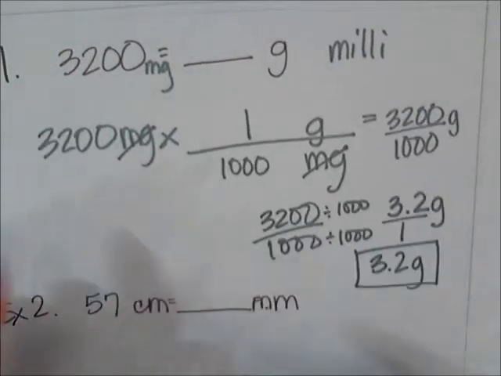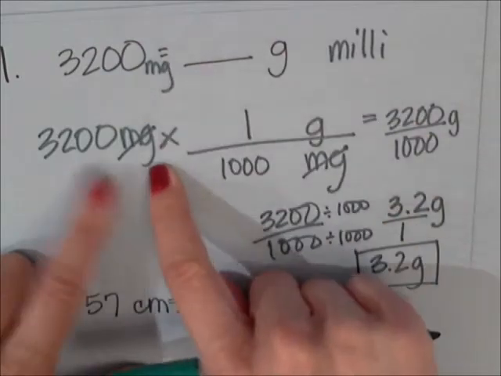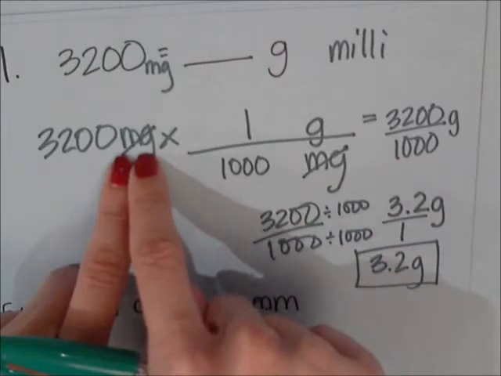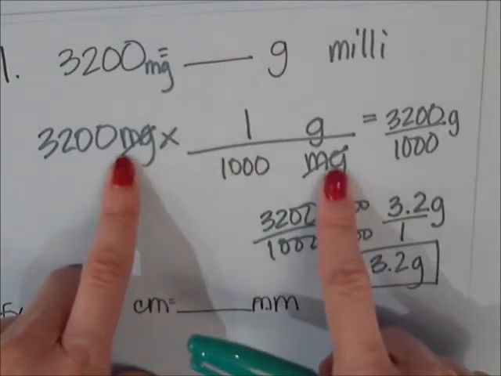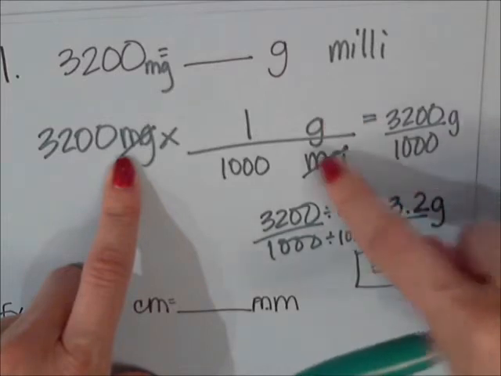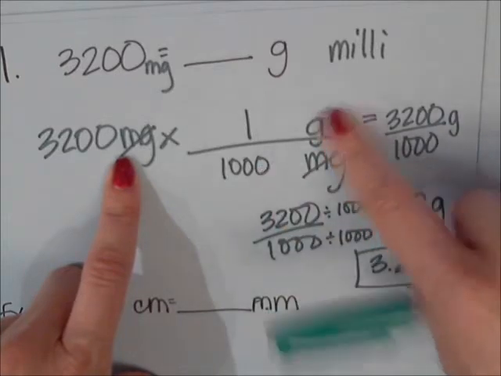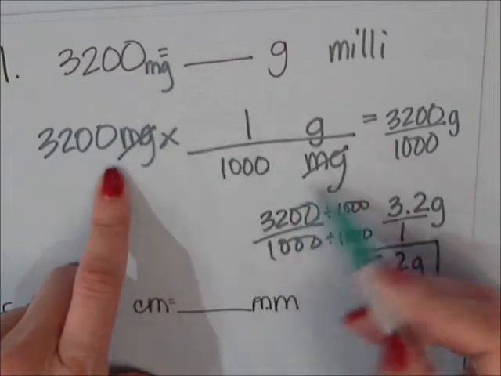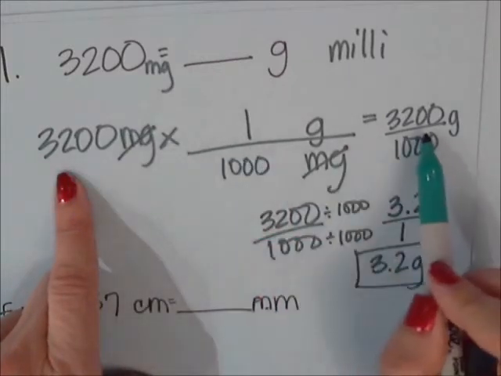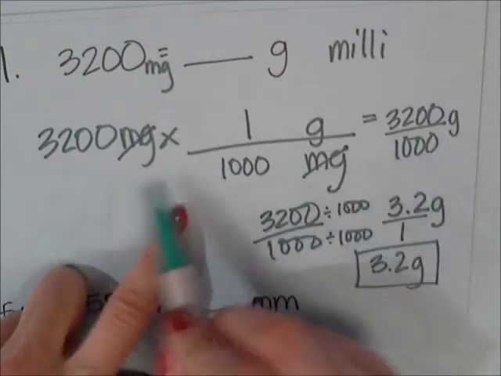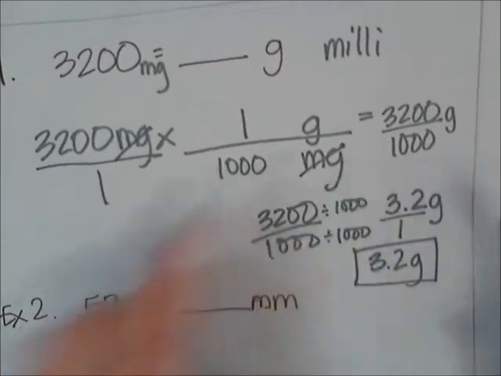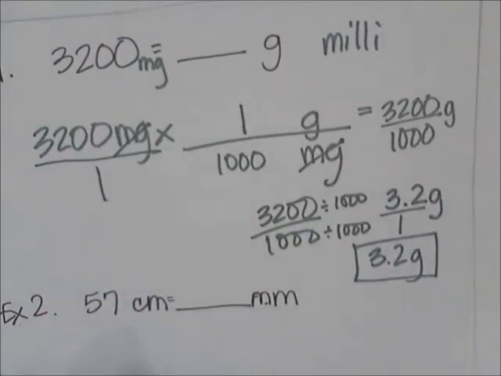Okay, so I set it up by writing 3,200 milligrams. I put my multiplication sign and a line. Because milligrams was here, I put milligrams diagonally, and then I put grams on the top because I knew the relationship: there are 1,000 milligrams in 1 gram. Then I proceeded to cancel out, and then I did my multiplication. 3,200 times 1 is 3,200. 1,000 I could put over 1. 1 times 1,000 is 1,000. And then I just reduced and got my final answer.